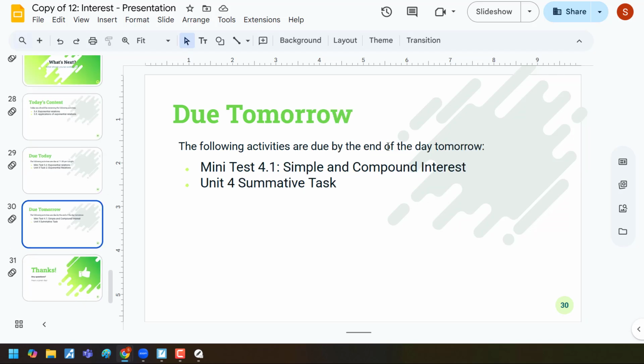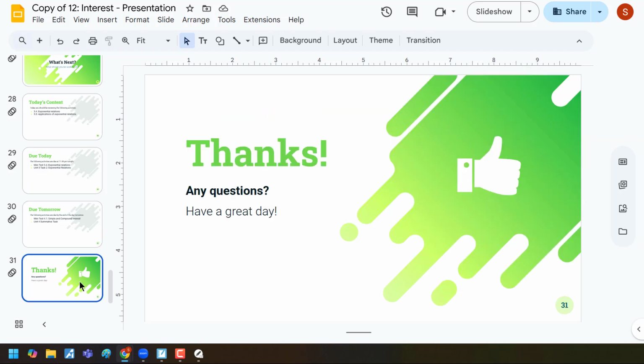And then also we have Unit 4.1, the quiz on today's lesson, and the task on today's lesson. Any questions?